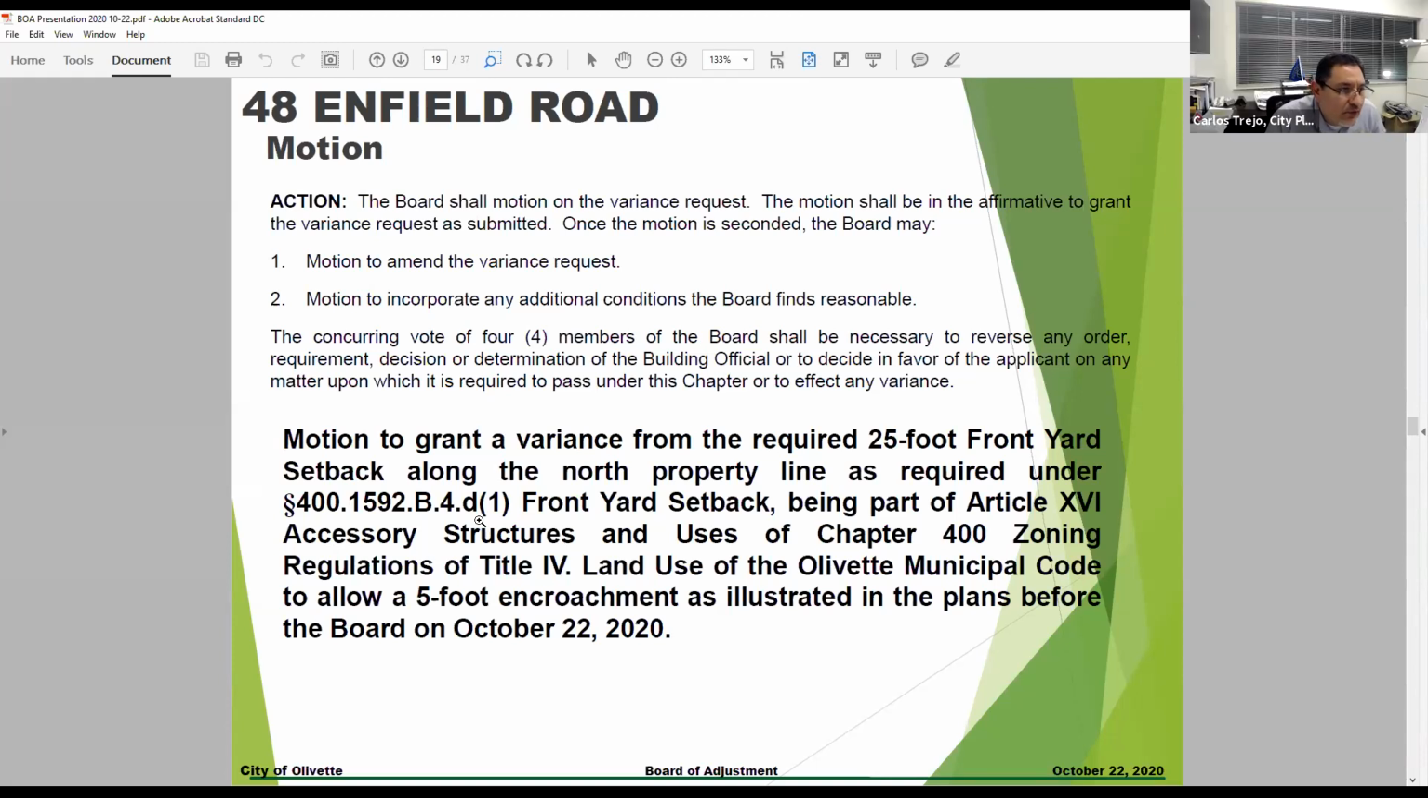Adrian, for the formality, I'll ask if you can read the motion. It's either on the screen or within your packet.